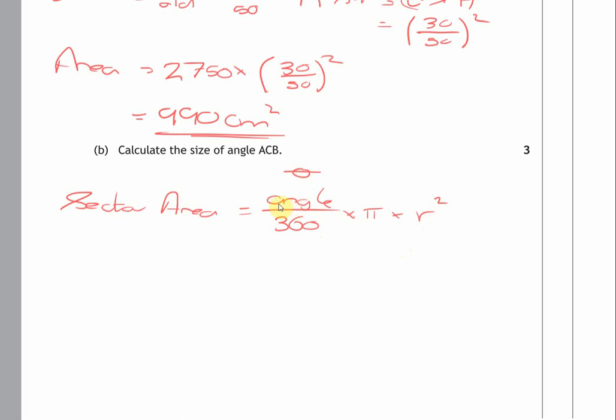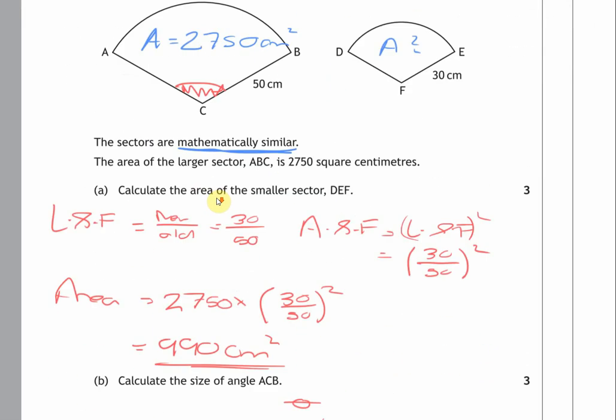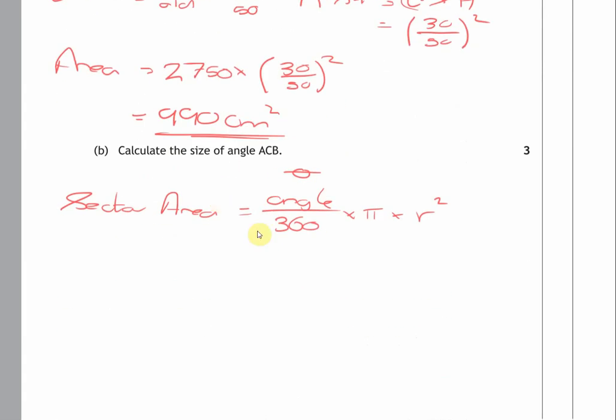So what we now need to say here is that the area of this sector is 2,750. So we actually know what the area is. So we can replace the variables that we know, because we know what the sector area is and we know what the radius is. The only unknown here is the angle. So we can say that this would be 2,750 equals the angle divided by 360 times pi times, now the radius was 50.